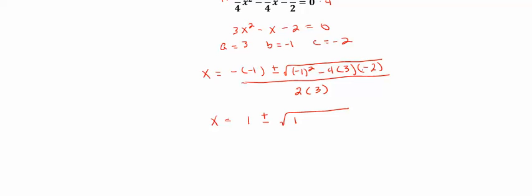Here we're going to multiply those three numbers. -4 times 3 times -2. So -4 times 3 is -12, and -12 times -2 is positive 24. In our denominator, 2 times 3 is 6.